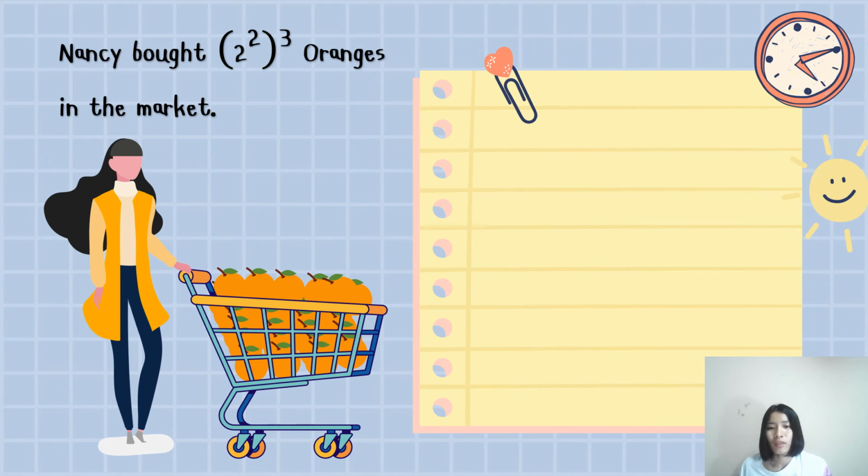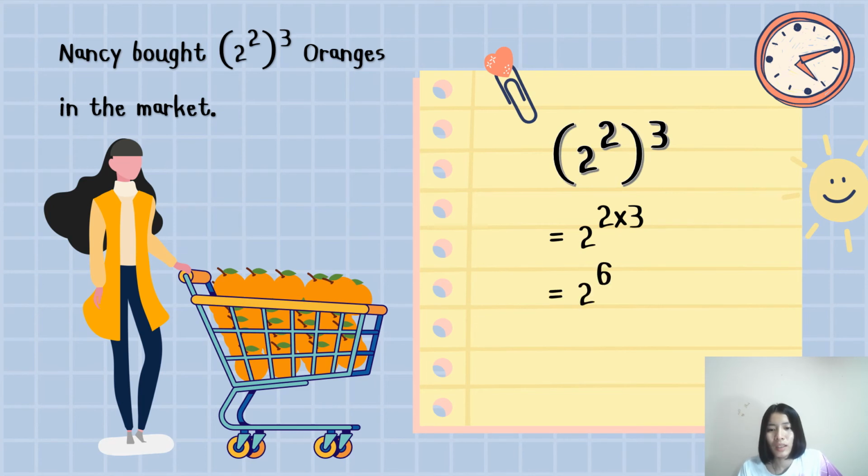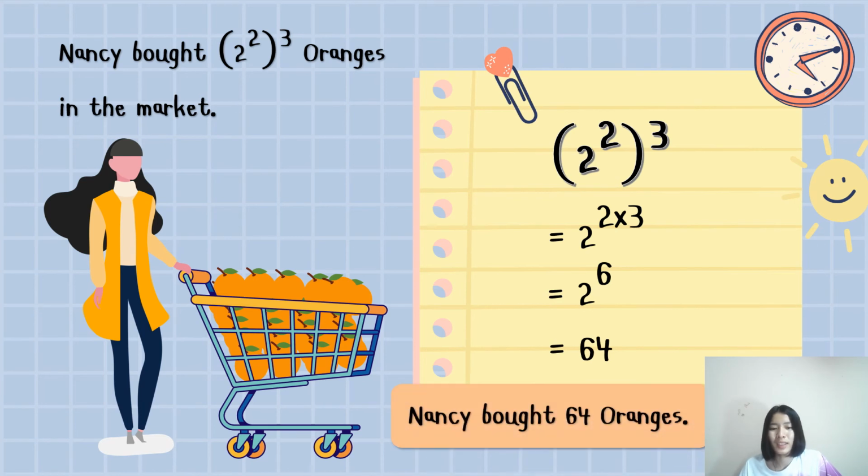Now, for another example, let's say Nancy bought 2 to the power of 2, to the power of 3 oranges in the market. How many oranges did Nancy buy? So the equation 2 to the power of 2, to the power of 3, is equal to 2 to the power of 2 times 3. Then the equation will become 2 to the power of 6, which is equal to 64. Therefore, Nancy bought 64 oranges. So this is law number 2.